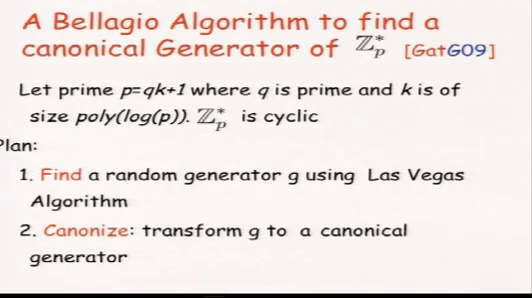So for example, how would you find a generator, one of these kind of canonical generators, or generators which are unique with high probability for Z_p star?